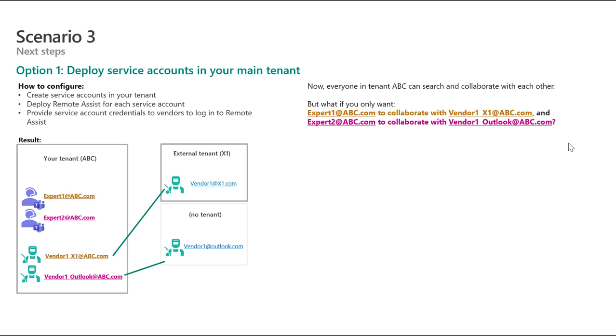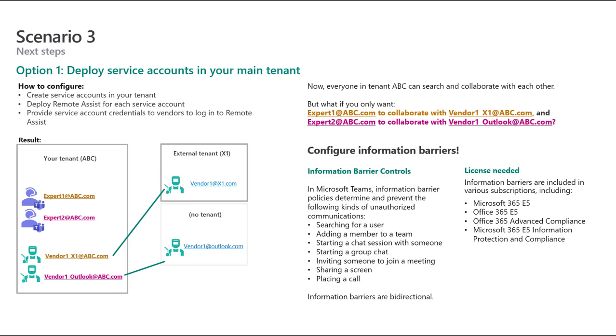This might be the case if you want to make sure that your vendor is only contacting the expert who's assigned to help them or collaborate with them, rather than having the vendor be able to access and call literally any expert in that tenant. So if you want to set up these more granular controls, you would use information barriers, which is a Teams policy that prevents several types of communication, such as searching for a user or placing a call with a user. And to implement information barriers, you would need one of these licenses.